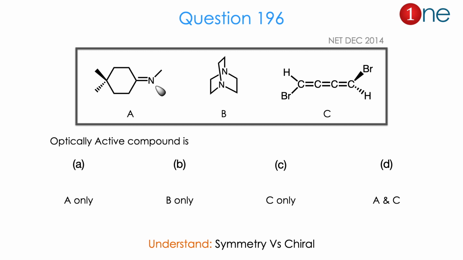Let us look at the first question. You have 3 different structures. They are asking about the optical activity. They gave the 3 structures A, B, C. A is a kind of ketamine and B is a kind of bicyclic compound. C is a kind of cumulative diene. 4 double bonds are consecutively placed there. They are asking which one is optically active. Whether A is active or B is active or C is active or combiningly A and C is active. So you have to guess the optical activity. So from the 3 structures and the optical activity, you might realize the question is really about symmetry versus chirality. The answer is A. Let us see how.